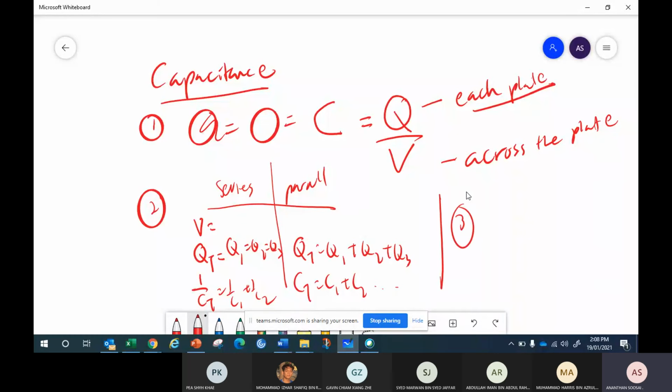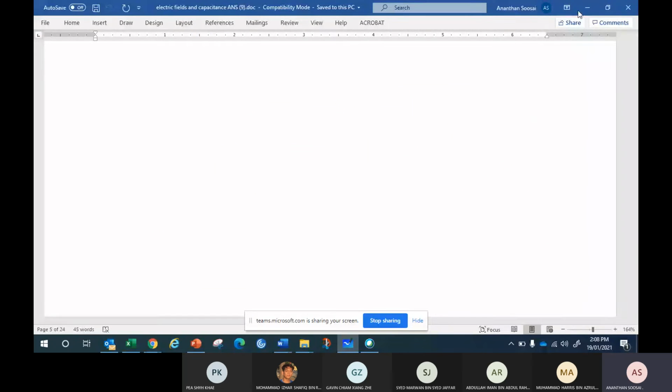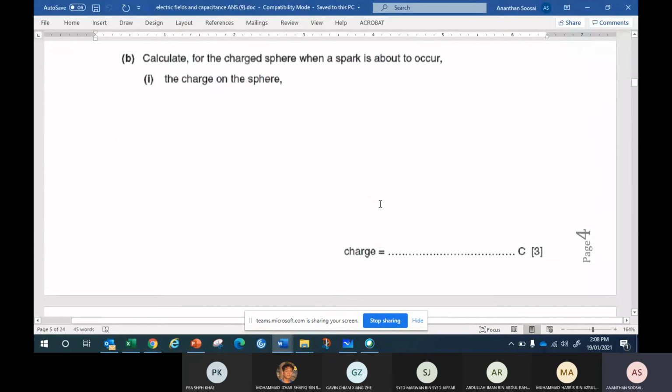Then finally, third, you learn about energy. What is the energy formula for capacitance? Half QV, half CV squared, half Q squared over C. Remember, these are the three formulas. So based on that, let's go to the past year questions.